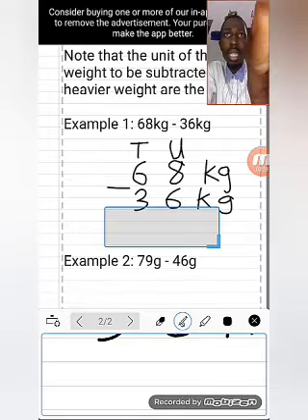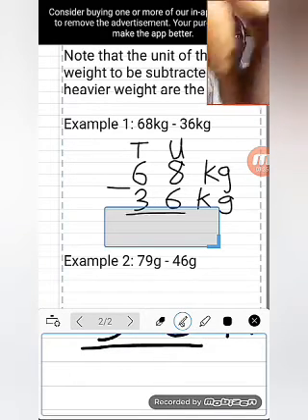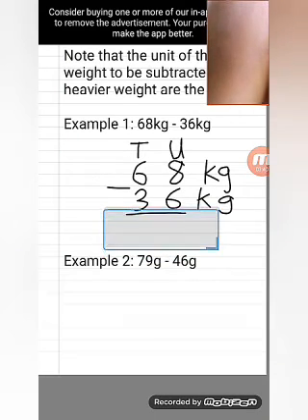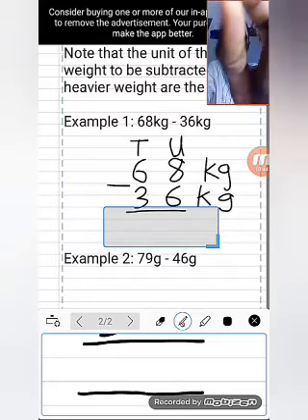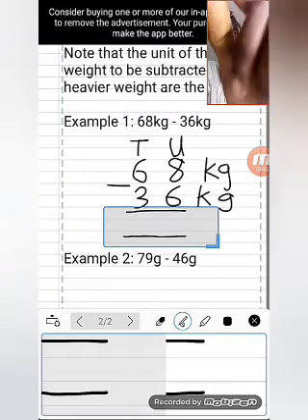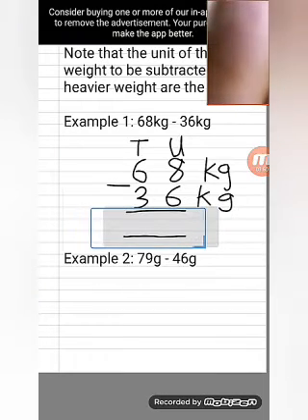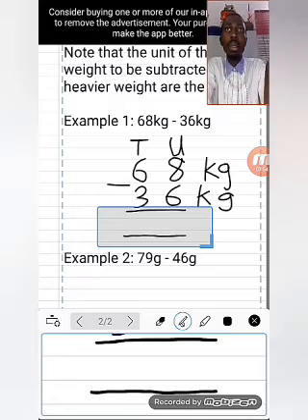So now the next thing is for us to rule our line where the answer will lie, where the answer will stay. Rule, then we rule the one below as well. Good. So the next thing we do is to start our subtraction, and we start from the unit.